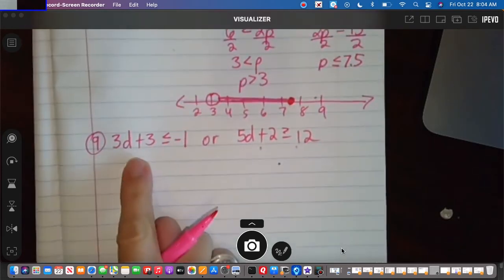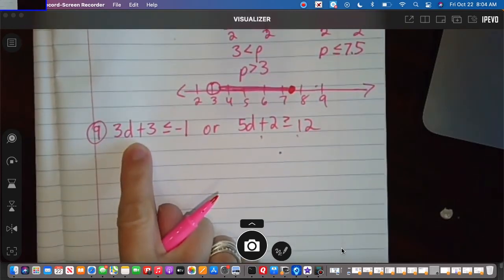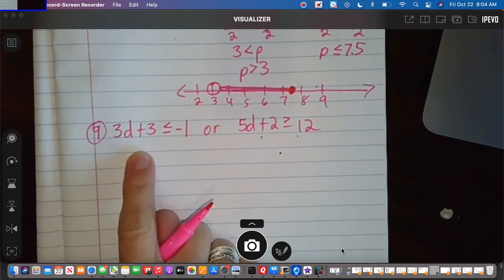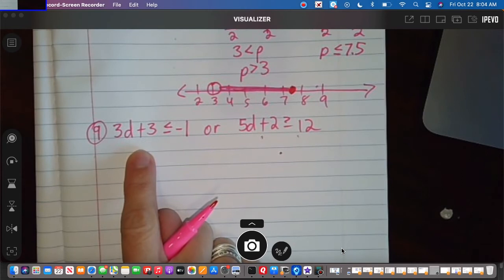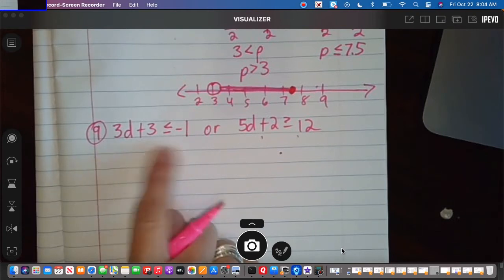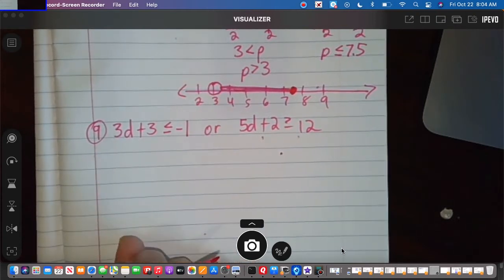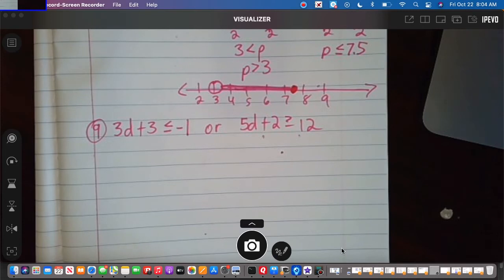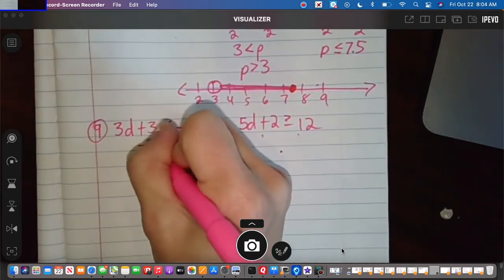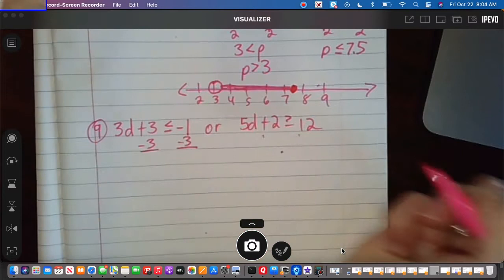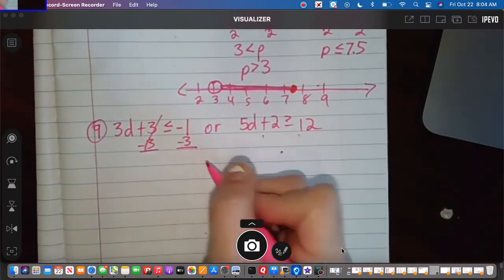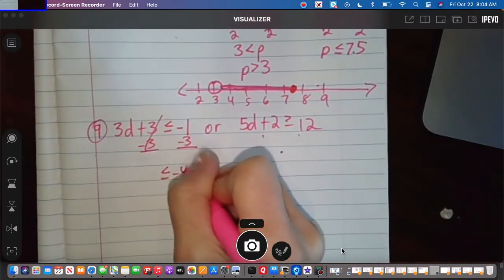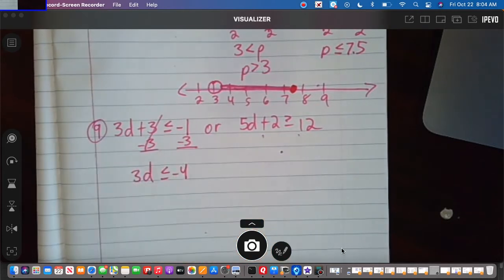So how do I solve this one? You solve each one. Solving for d, what do I move first? You subtract 3. Yes, very good. Subtract 3, and that's a negative 4. So I get a negative 4, and I'll just bring that down.